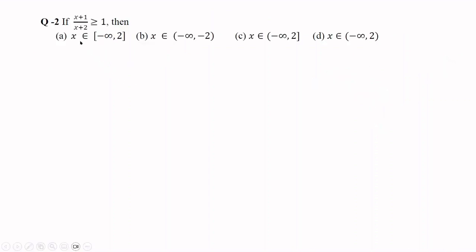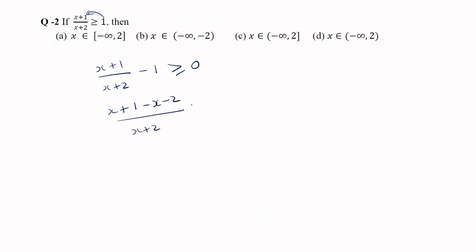This is from numerical inequalities. If (x plus 1) by (x plus 2) is greater than or equal to 1, then we have to find the solution for x. When we have a question like this, we have to bring this 1 to the other side. So (x plus 1) by (x plus 2) minus 1 is greater than or equal to 0. Now let us take LCM. So it is (x plus 1 minus x minus 2) upon (x plus 2) greater than or equal to 0. Now plus x and minus x will go. We have minus 1 by (x plus 2) greater than or equal to 0.